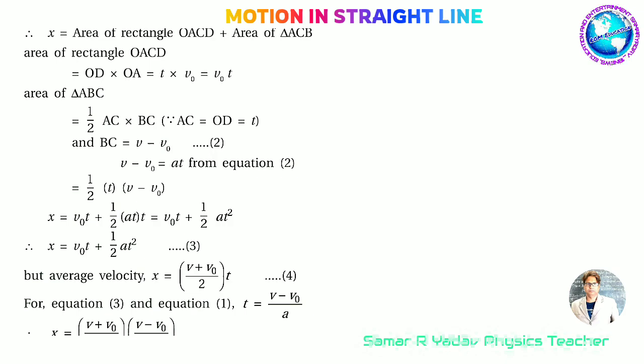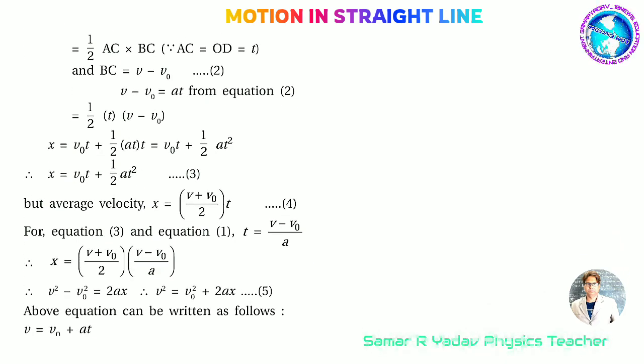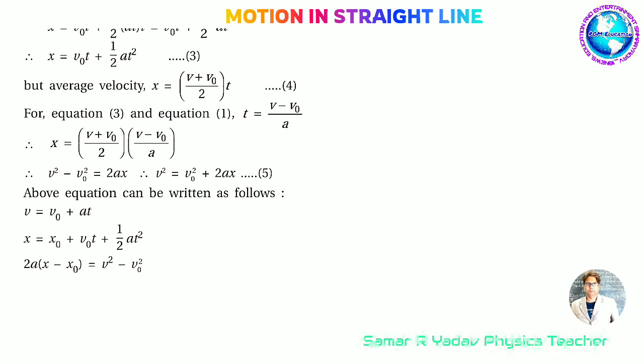But x is equal to average velocity, (v plus v0) by 2, into t, equation 4. From equation 3 and equation 1, t is equal to (v minus v0) upon a. Therefore x is equal to (v plus v0) by 2 into (v minus v0) by a. Therefore v square minus v0 square is equal to 2ax, equation 5.